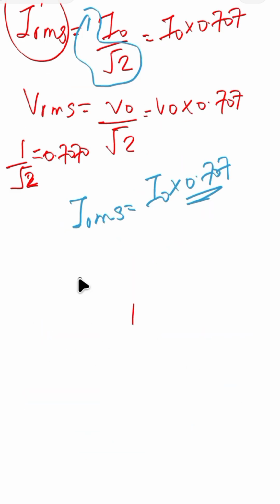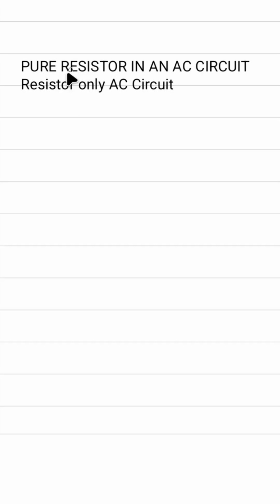And there are three components that we always use in an AC circuit. So you have the resistor, capacitor, and inductor. So let's look at them one by one. First is the pure resistor in an AC circuit. So we're looking at a resistor-only circuit. The resistor-only circuit is an AC circuit that contains only resistors. Normally, AC circuits contain capacitors, inductors, and resistors, but now we're looking at the ones that contain only resistors.